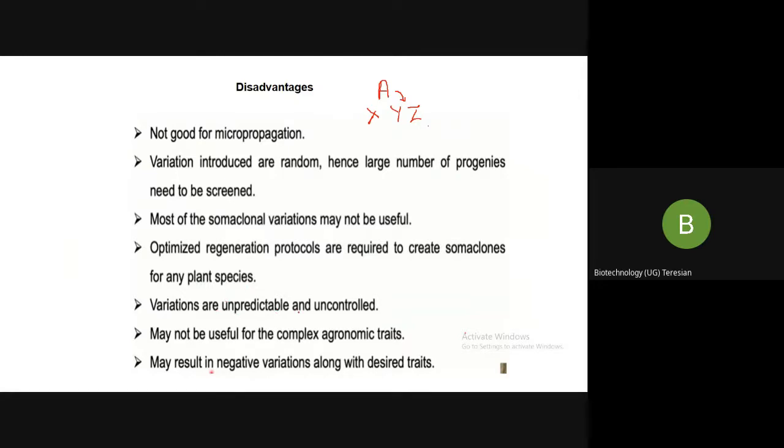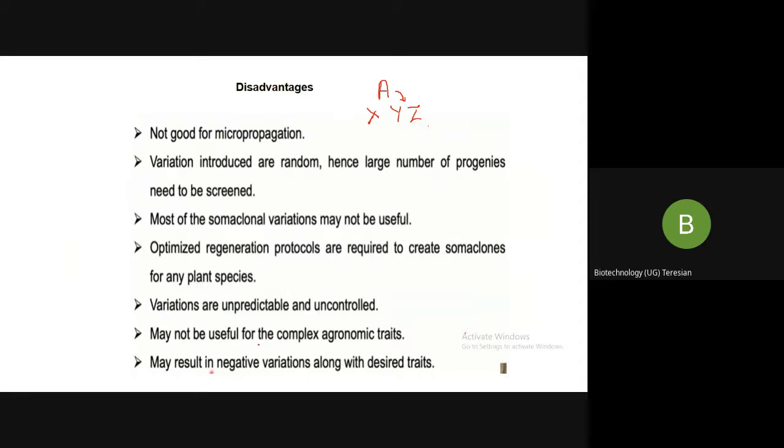Variations are unpredictable and uncontrollable. If you are doing everything properly, following everything, and it has resulted in variation, is it under your control, or did you ever predict it would happen like this? No, it happened by chance. And by chance, if it is beneficial, it is okay. If it is not beneficial, everything is waste.